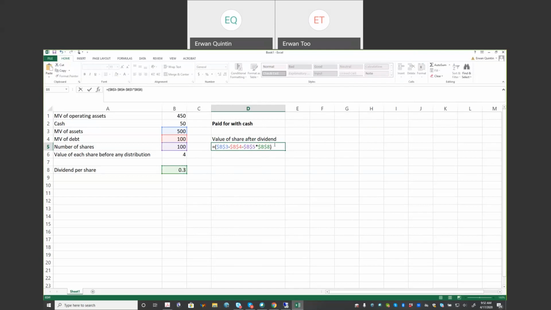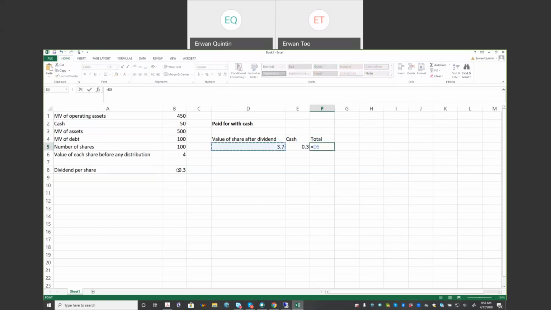Okay, very good. And I'm going to divide that by the number of shares, and the number of shares has not changed. It is 100, F4. And the result is that my share now is worth $3.7. But of course, my cash account has increased, and it has increased by how much? It has increased by 30 cents. The corporation just gave me 30 cents.